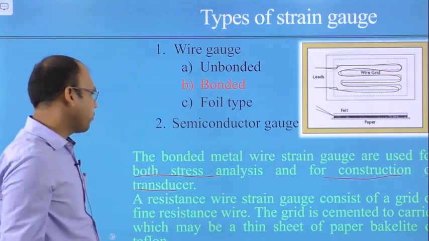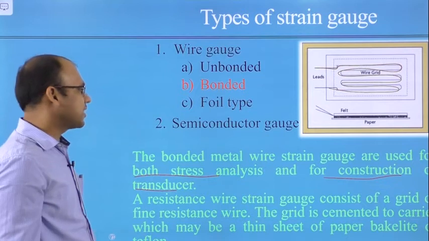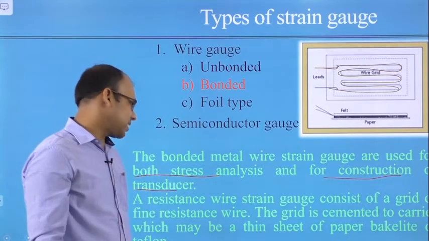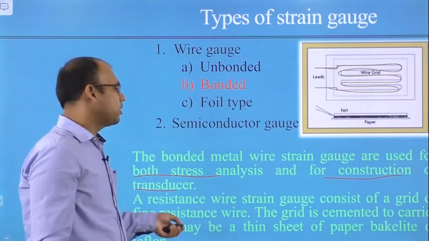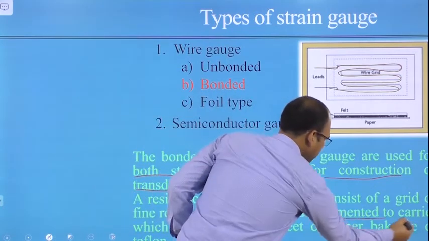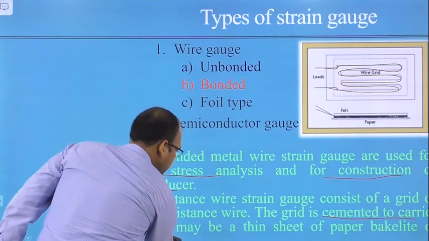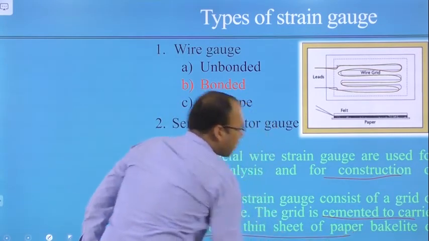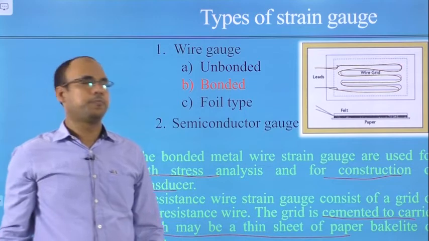And the resistance wire strain gauge consists of a grid of fine resistance wire. This grid is cemented to a carrier, just like I told you. It is cemented to the carrier, which may be a thin sheet of paper, right?